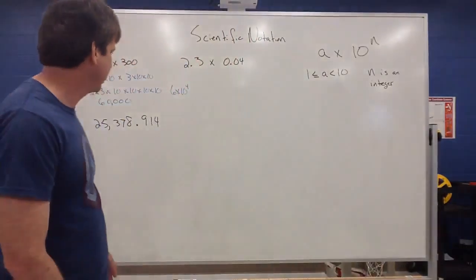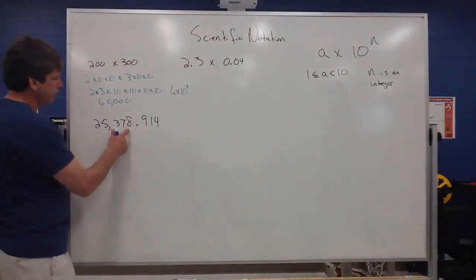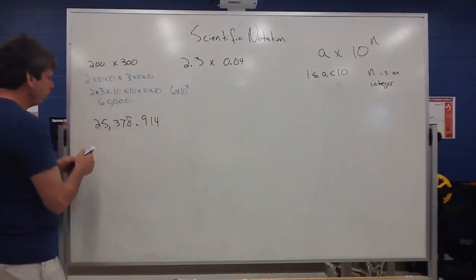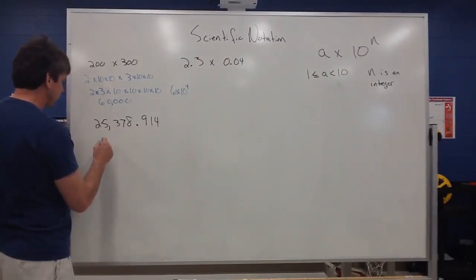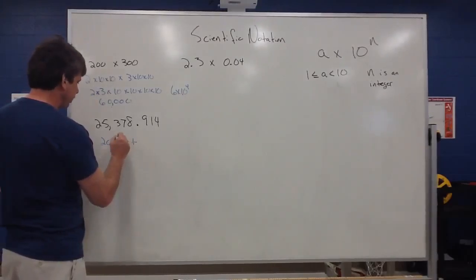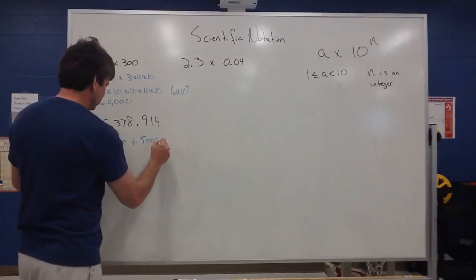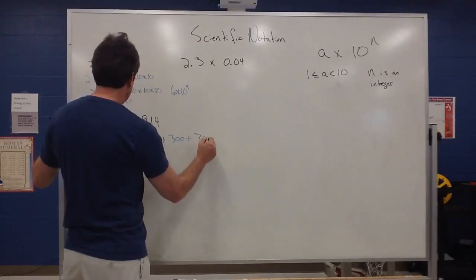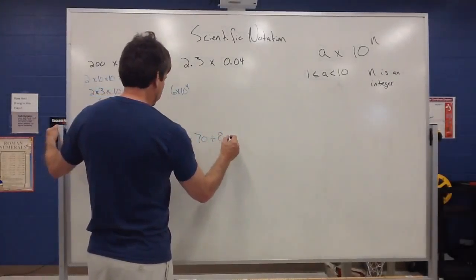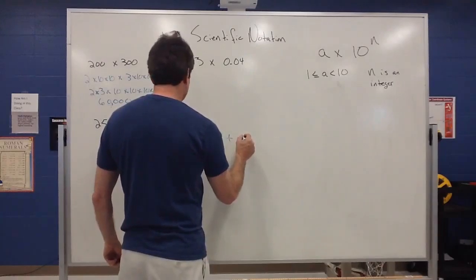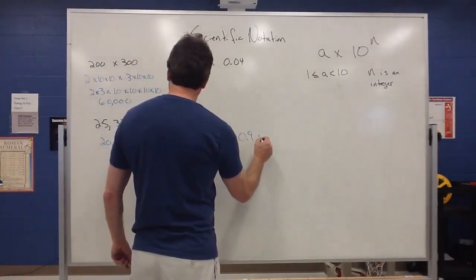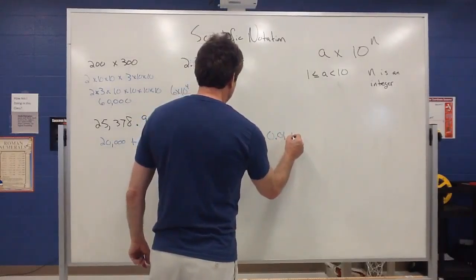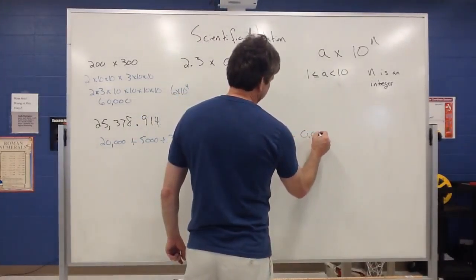So, if we look at this problem right here, 25,378 and 914 thousandths. Remember, we can look at this by place value. So we have the 2 would be in the 10 thousandths place, that's 20,000, plus then 5,000, plus then 300, plus then 70, plus 8, plus then 9 tenths, plus 1 hundredth, plus 4 thousandths.